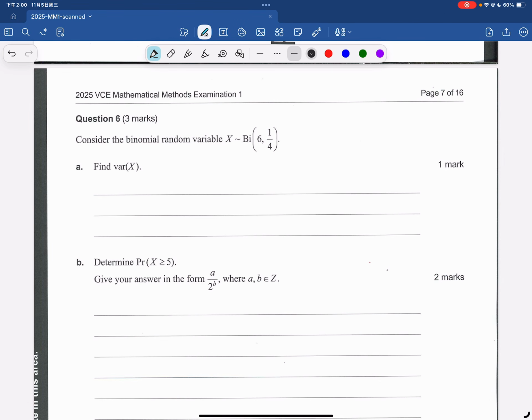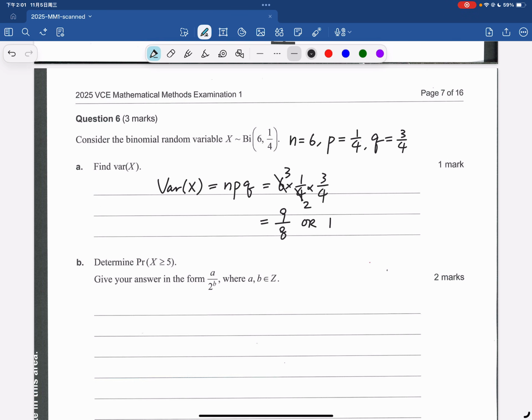Binomial random variable, n equals 6, p equals 1/4. So q equals 3 out of 4. The variance of x is simply npq, and that is 6 times 1/4 times 3 out of 4. Then you can cancel out, let's say, a 2 here. Eventually, you should be able to get 9 out of 8, or 1 and 1/8, or 1.125.